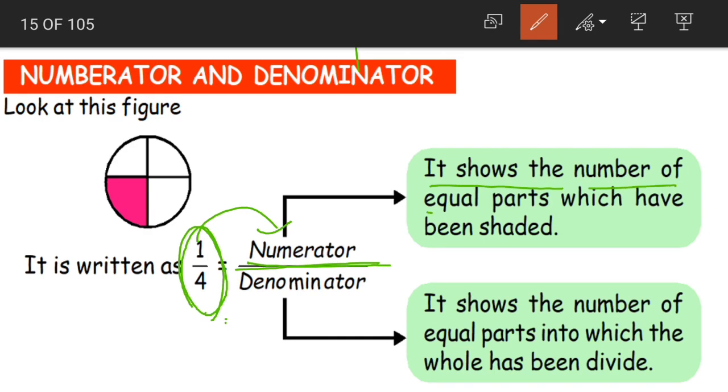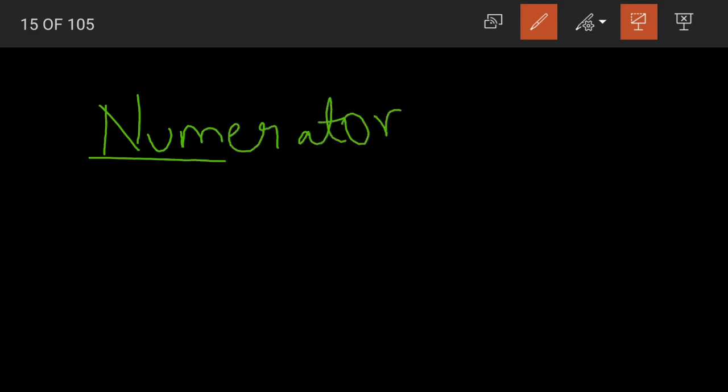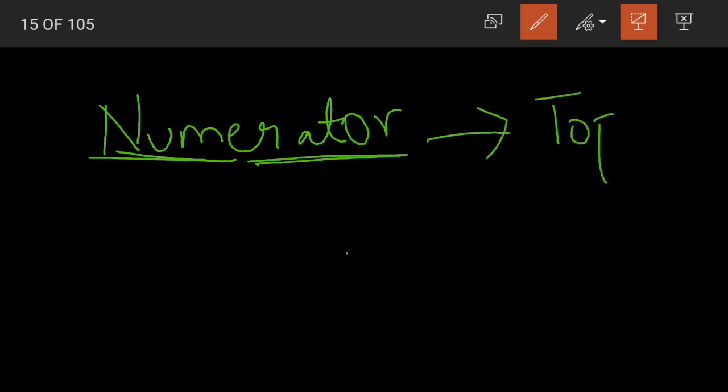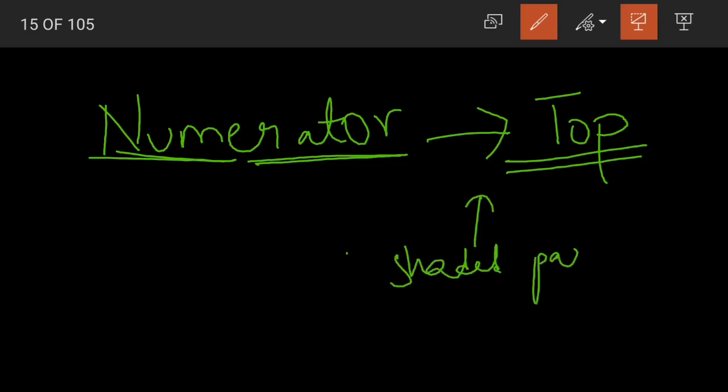It shows the number of equal parts which have been shaded. What will we write on top? We will write the number of shaded parts. So what is it called? Numerator. What is the spelling? Numerator. What is this? The number that is written on top, that is the number of shaded parts in the whole region.